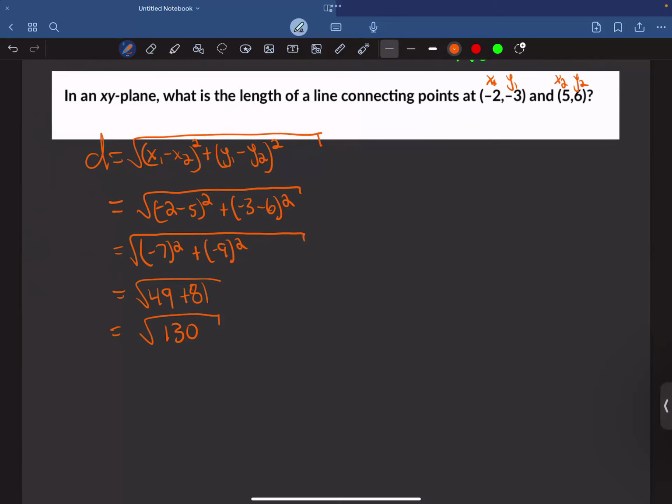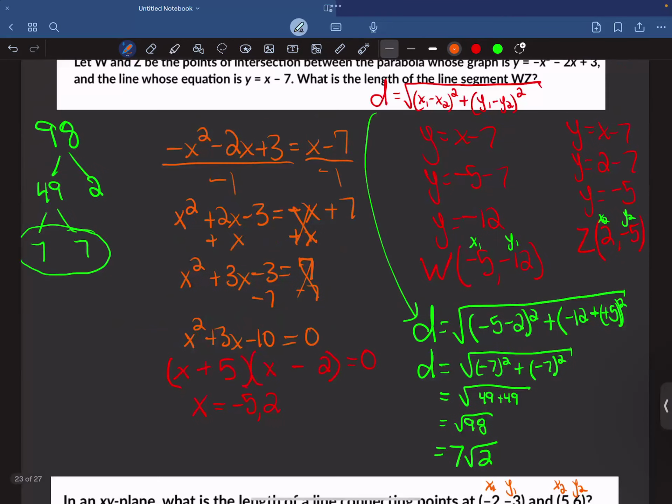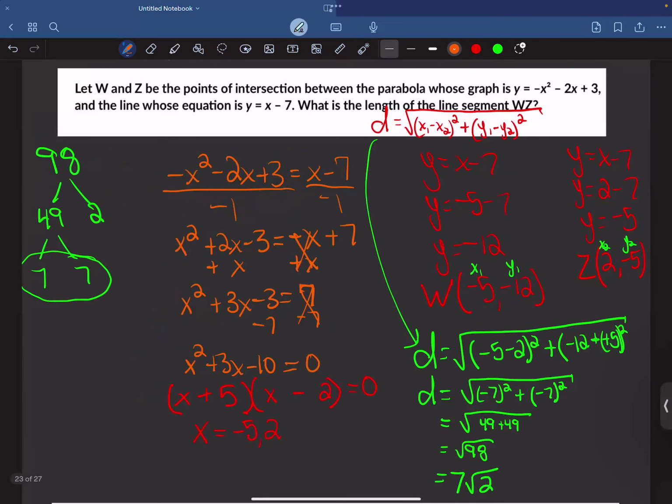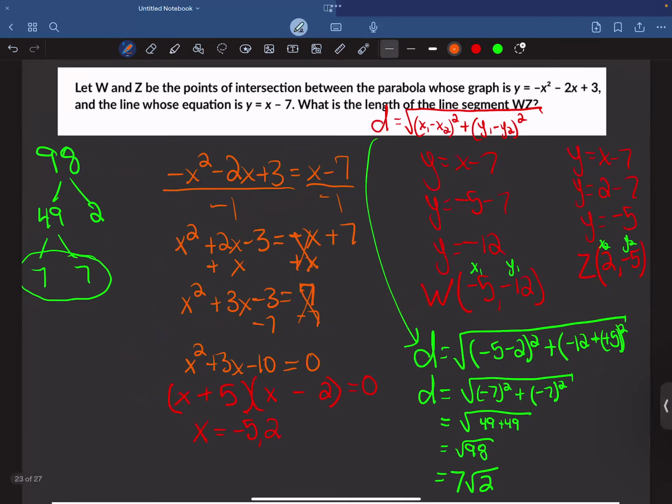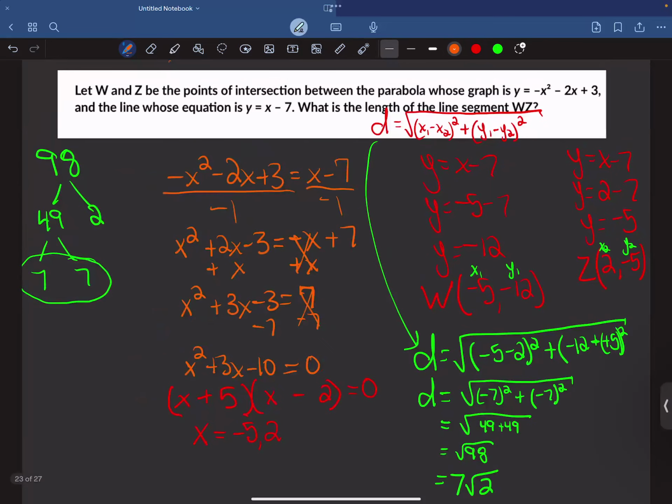It wants a decimal approximation, so at this point you would just type this into your calculator. Square root of 130, you would get approximately 11.4, which would be your answer. Obviously, when you're given both of the endpoints, it's a far simpler process than something like the previous one. But again, both of these are questions that you could see on the ACT, so knowing how to approach them is going to be super important to improve your math score.